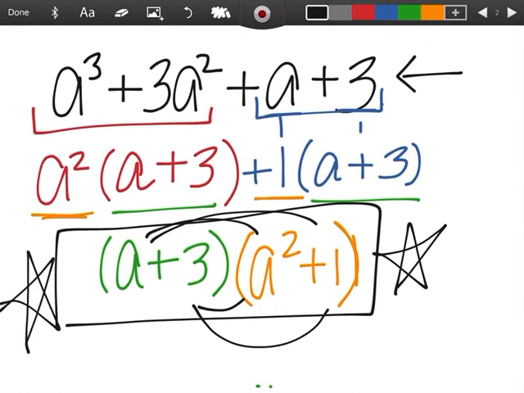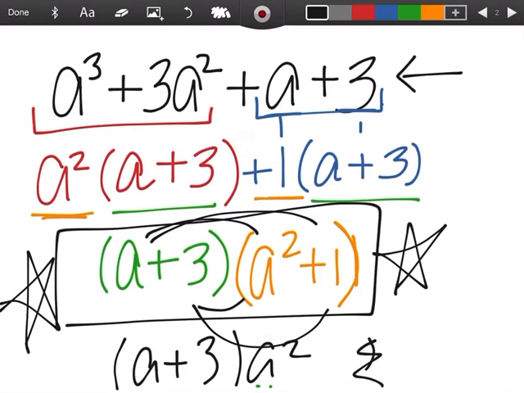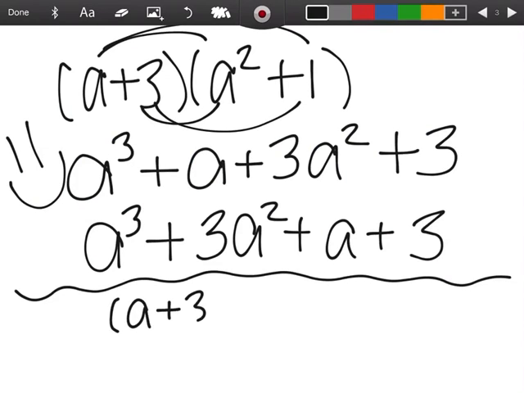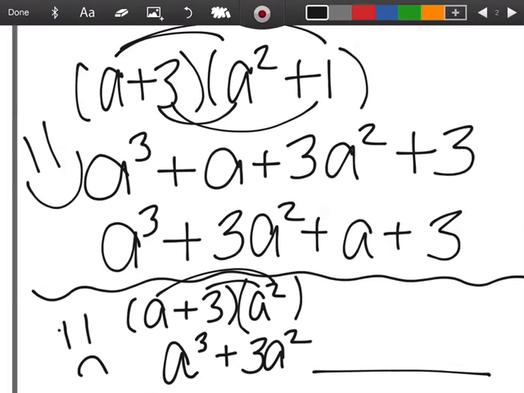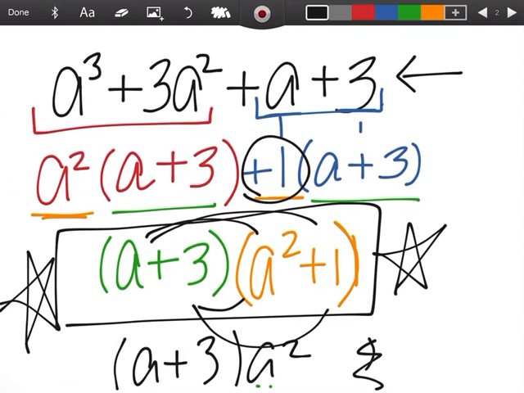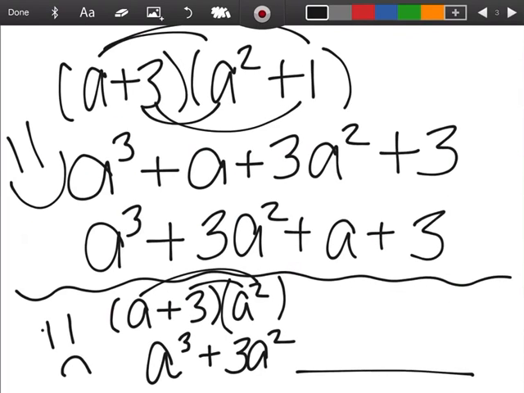If I didn't put that +1, let's say I just put a plus 3 and a squared, and I didn't put the +1 because I didn't think I needed it. When I try to FOIL this, I really don't have anything to FOIL. I just have the distributive property with an a squared. So a times a squared is a to the third, 3 times a squared is 3a squared. But notice how I'm missing the other half of the problem. So I need this 1 as a placeholder if I factor it out.